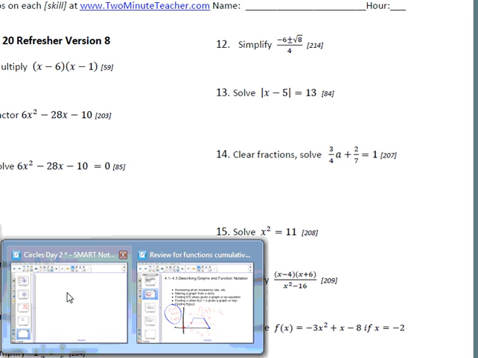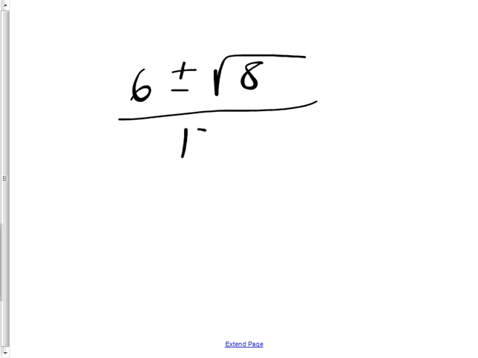Okay. Number 12, that's something like this. 6 plus or minus the square root of 8 all over 12. On this kind of problem, everybody please start this by, everybody do this with me, start this by simplifying that square root of 8. If you don't know how, we've identified one of your problems. Square root of 8 can be simplified.